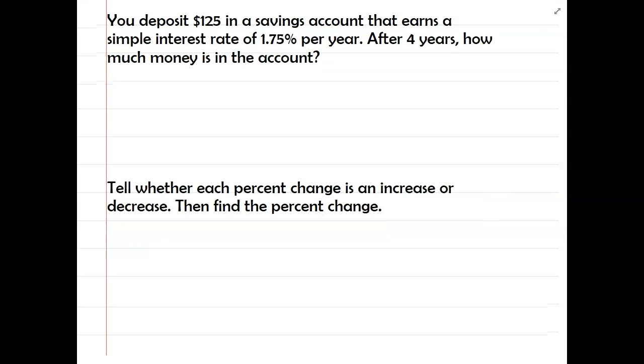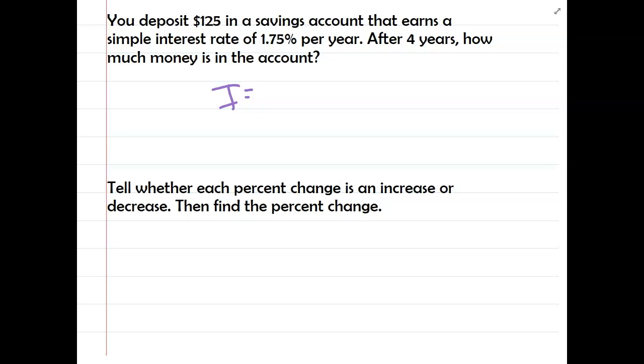All right, last couple of things. Let's talk about that savings account idea. So you go to a savings account, you deposit $125. It only earns 1.75%, which is probably a little more likely than the example that you guys had on your foldable. After 4 years, how much money is in the account? Remember what happens here. When I put this money in the account, I earn interest. They're going to pay me money for letting other people borrow my money.